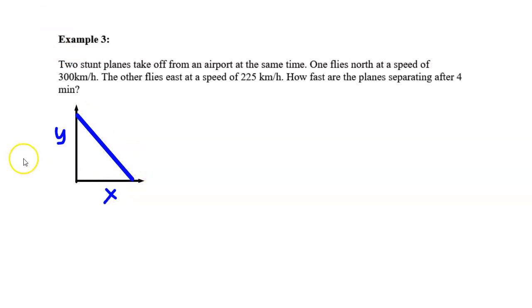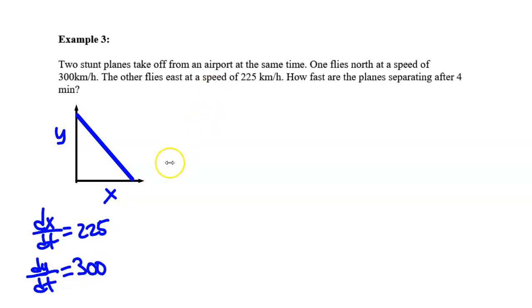dy dt, maybe I'll write this down, dy dt and dx dt. dx dt is equal to 225, that's the one that's flying east. dy dt is equal to 300. That's the one that's flying north. And they're both positive because x is getting bigger and y is getting bigger.